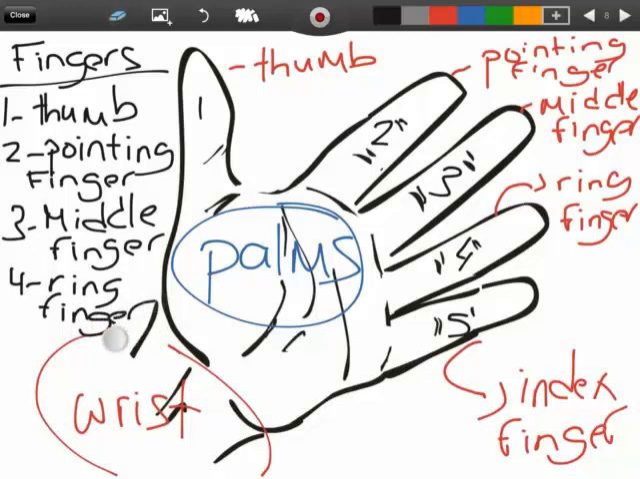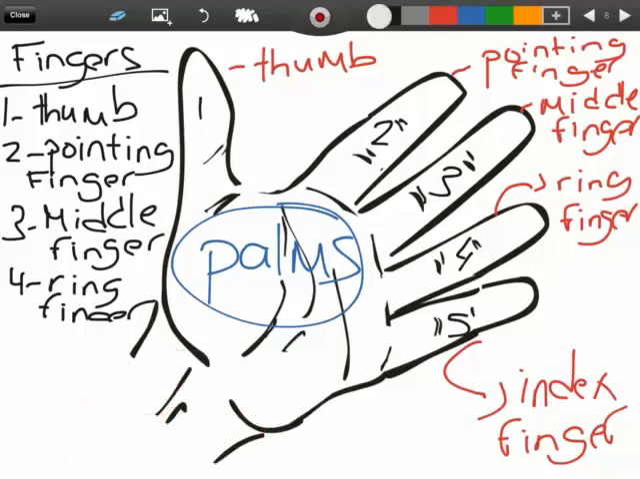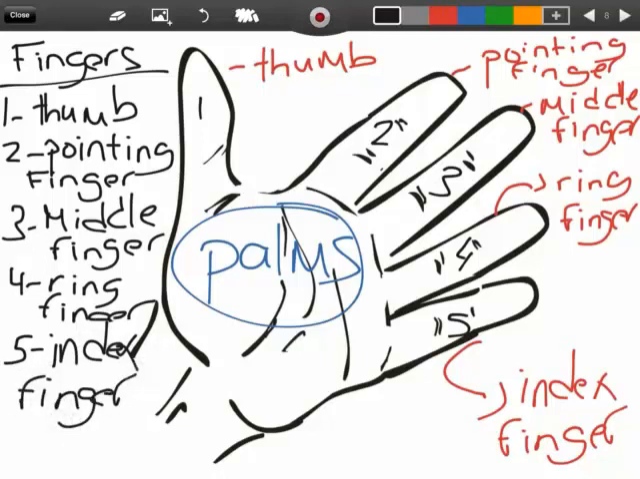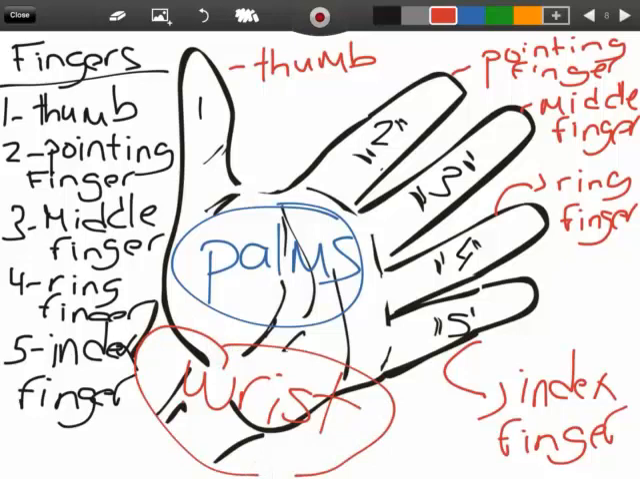And I'm going to go ahead and erase this right here. I'm going to go ahead and write this someplace else. And fifthly, we have our index finger. And let's not forget to write this right here. This is our wrist. Now, first we have our thumb, then we have our pointing finger, then we have our middle finger, fourthly we have our ring finger, and last but not least we have our index finger.